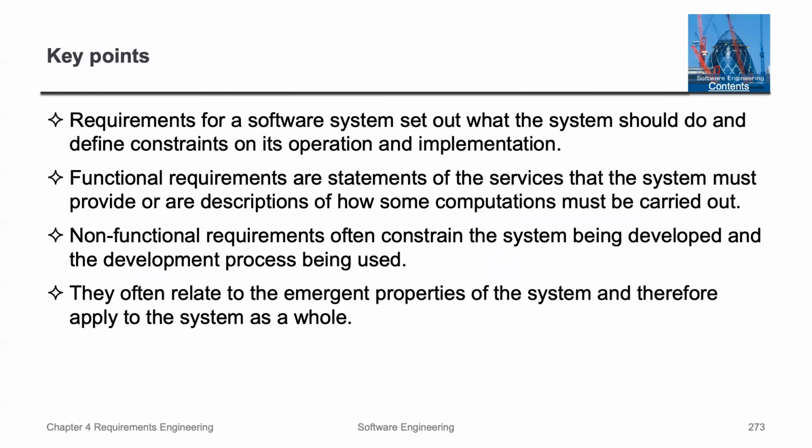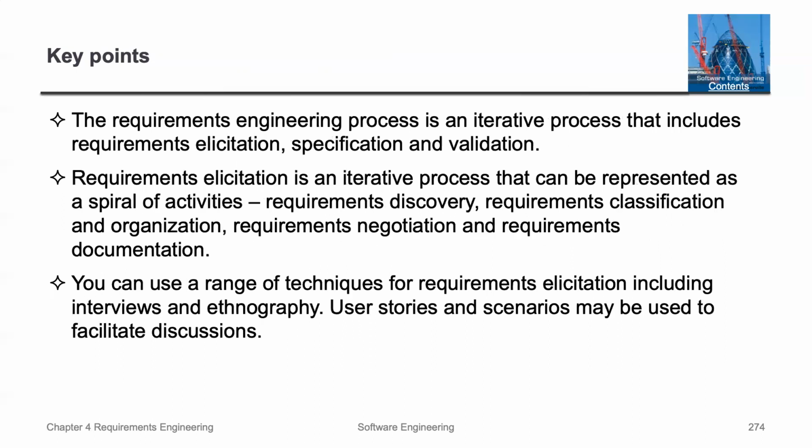Okay, just finishing up, we have several charts for key points. Requirements for software systems set out what the system should do and define constraints on its operation and implementation. Functional requirements are statements of the services that the system must provide, or a description of how the system or some of the computations must be carried out. Non-functional requirements often constrain the system being developed and the development process being used. They often relate to the emergent properties of the system and therefore apply to the system as a whole.